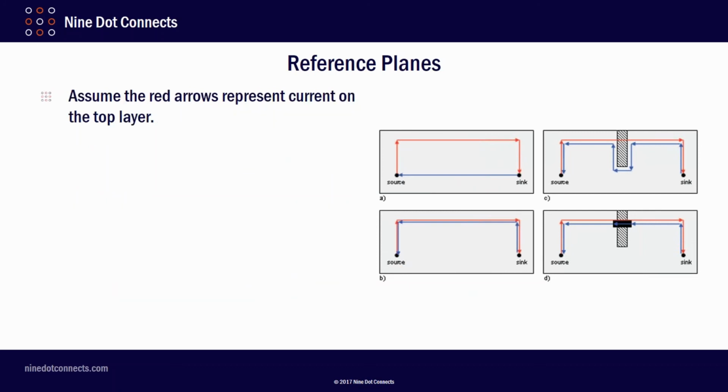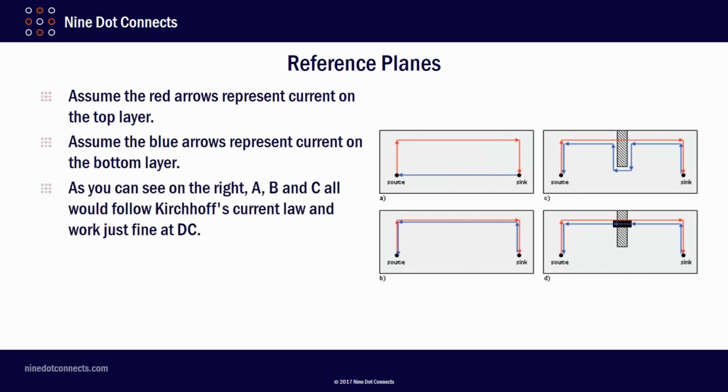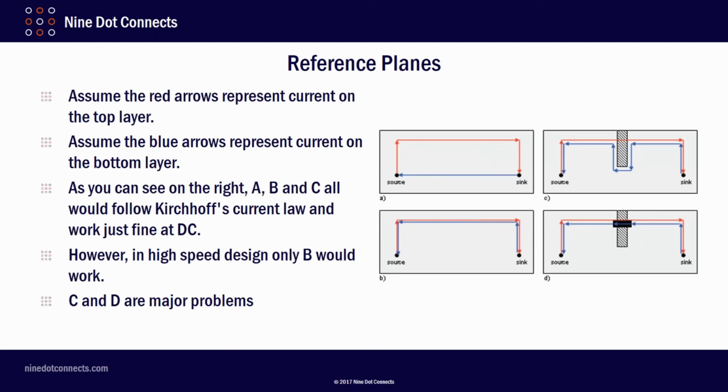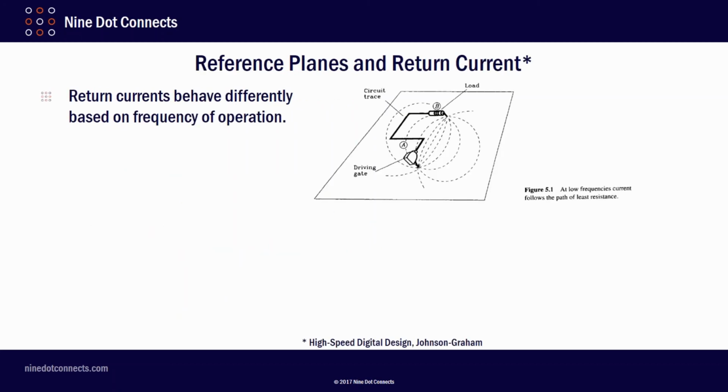So let's assume that the red arrows represent the current on the top layer. The blue arrows represent current on the bottom layer. As you can see on the right, A, B, and C all would follow Kirchhoff's current law and work just fine at DC. However, in high-speed design, only B would work. C and D are major problems. A is never going to happen as shown when we're talking about high-speed situations.